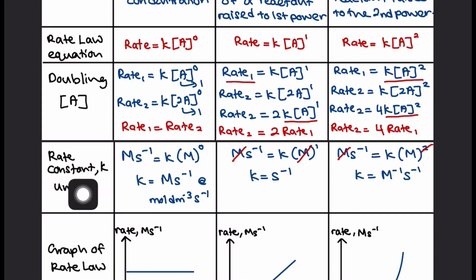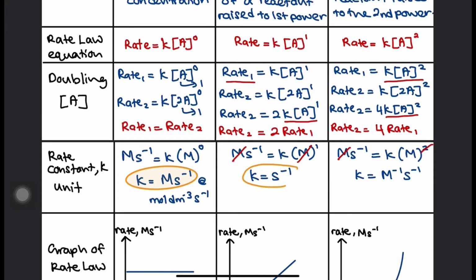Knowing the units for rate constant is one way to determine order of reaction. Therefore, make sure to remember that for zero order reaction, the unit of rate constant is molar per second. For first order reaction, the unit for rate constant would be per second or per time. And finally, for second order reaction, the rate constant unit would be per molar per second.